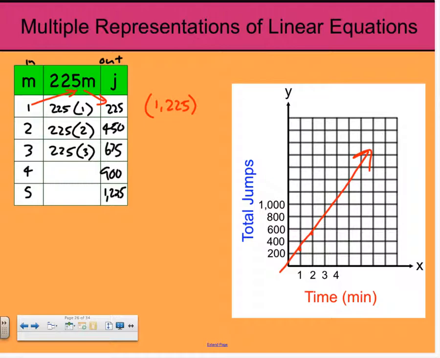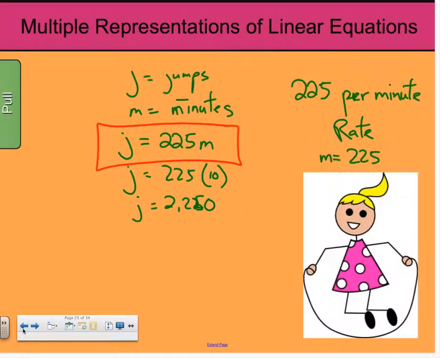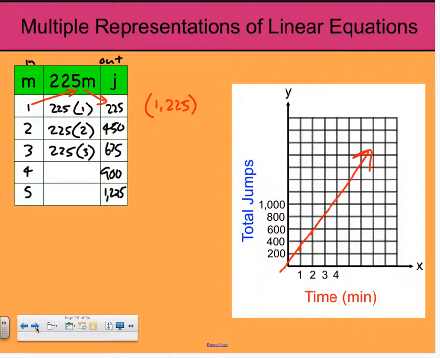Once again, let's go over this. We came up with an equation by finding the rate and using the variables provided for us. Once we found that equation, we used it to create a table, putting the number of minutes in and getting out the number of jumps. And once we created the table and came up with coordinate pairs, we plotted those points on a graph and were able to draw a line representing the number of jumps she gets per minute.